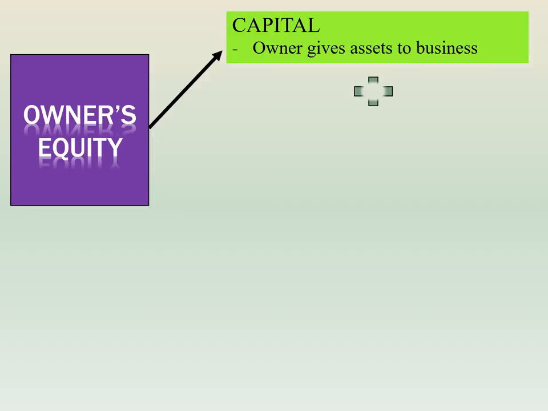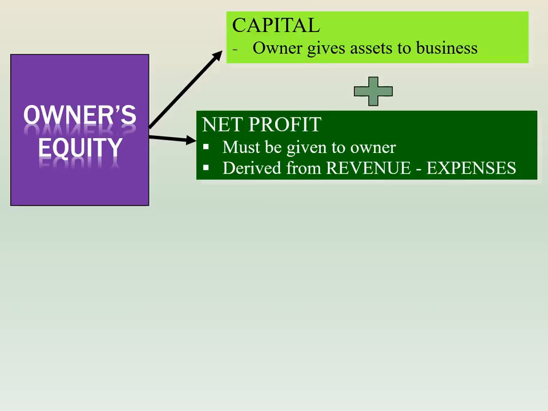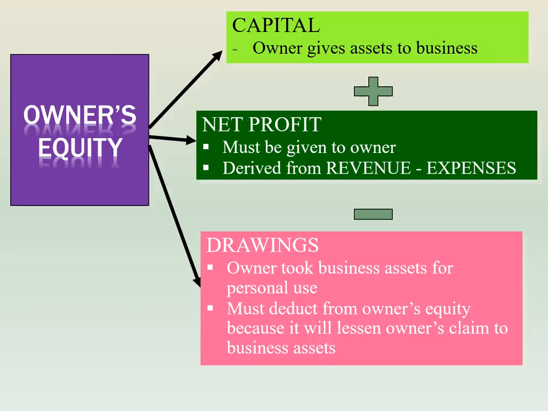And the capital will be added with net profit, and net profit is usually given to the owner as the income to the owner. Net profit is actually derived from total revenue deducted by total expenses. And another part of this equity is drawings. Drawings is whenever the owner takes assets from the business for personal use. Remember the business entity or economic entity concept: whenever the owner takes something from the business, we should recognize drawings that have occurred. And the drawings must be deducted from the owner's equity, because total owner's equity is what the owner can claim from the business.